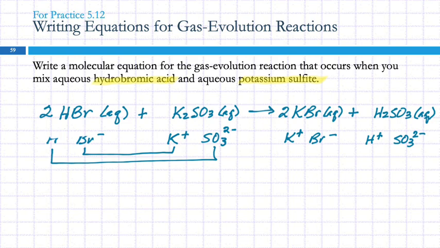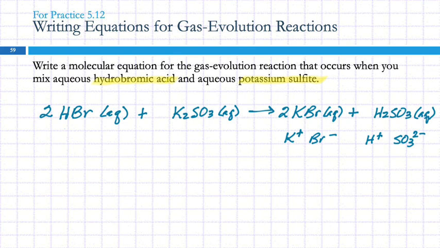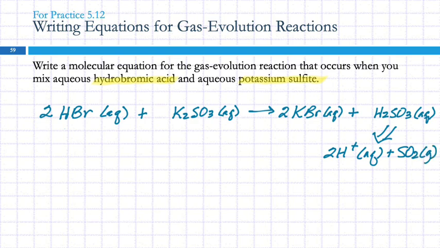So we predicted products, but the problem told us that this was a gas evolution reaction, and we don't have any gases yet. This is the one that's going to decompose and form a gas. So it's going to decompose by losing a water molecule, and then whatever's left of it is the gas. And so this will turn into 2 hydrogen ions and SO2, which is the gas.